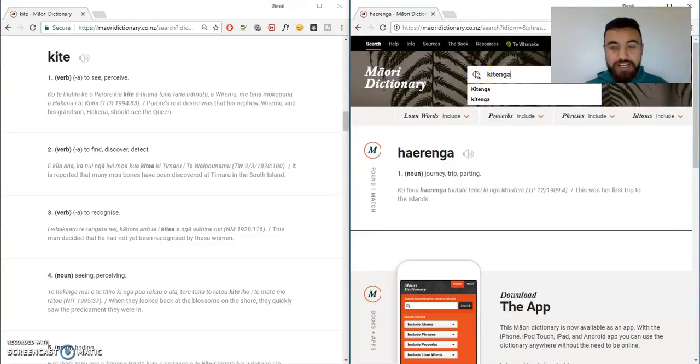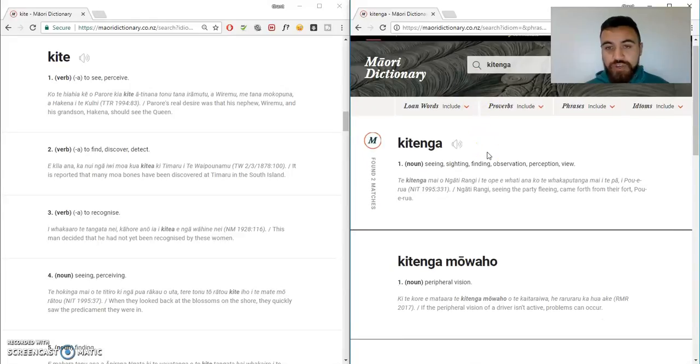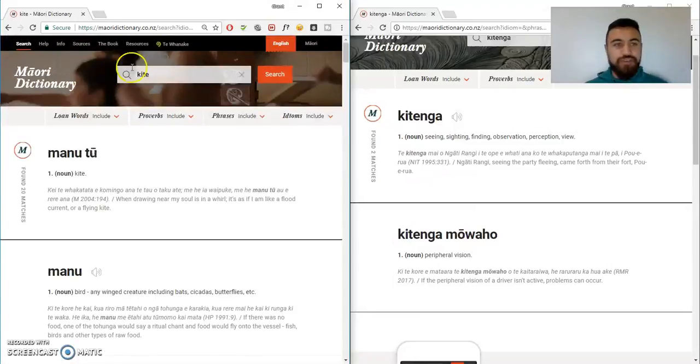When we look at kitenga, we're talking about seeing or a sighting or an observation. So in English, we might say something like, my observation of this is da da da da da. Whereas over here, when we're using it as a verb, I would say something like, I can see the house, in that sort of sense. And that's the difference between the two.